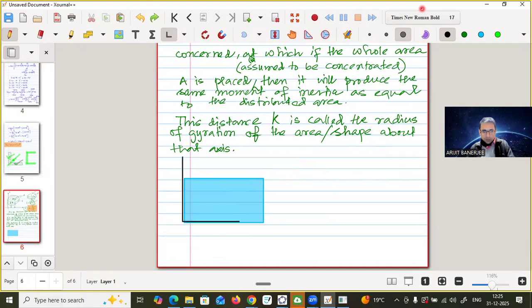This is the axis for which I want to determine the radius of gyration. As we know, this is B and this is H. This is the X direction, this is the Y direction.